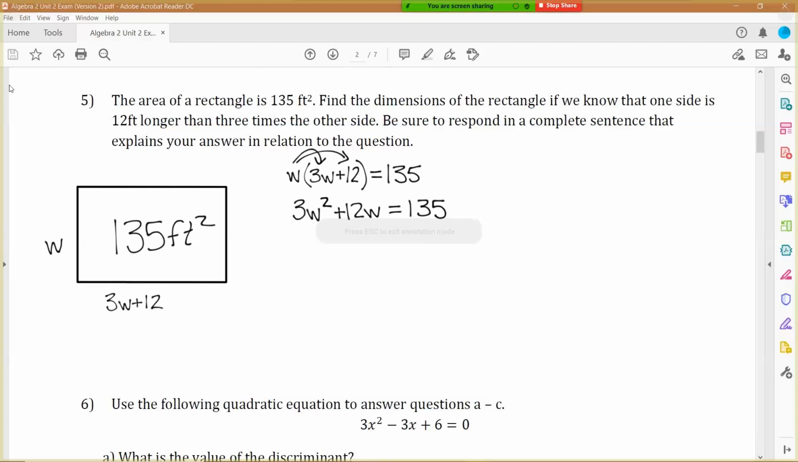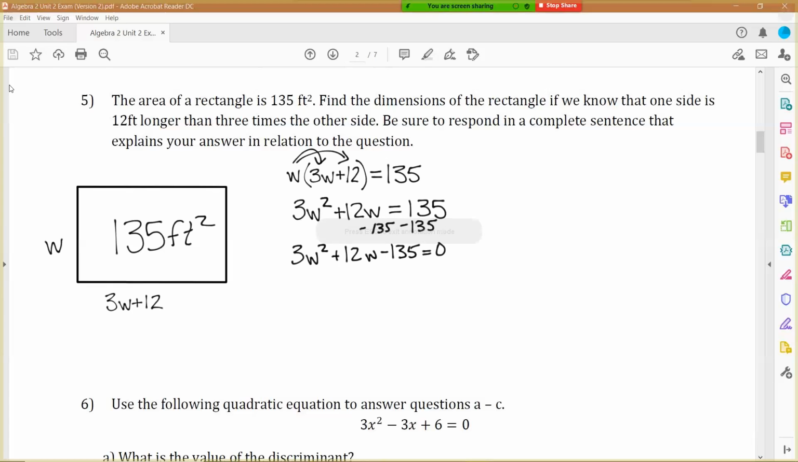Hopefully when you look at this, you notice that it's a quadratic. It's got an X squared, or in this case, W squared in it. So we want to move the 135 to the left side to get 3W squared plus 12W minus 135 equals 0.